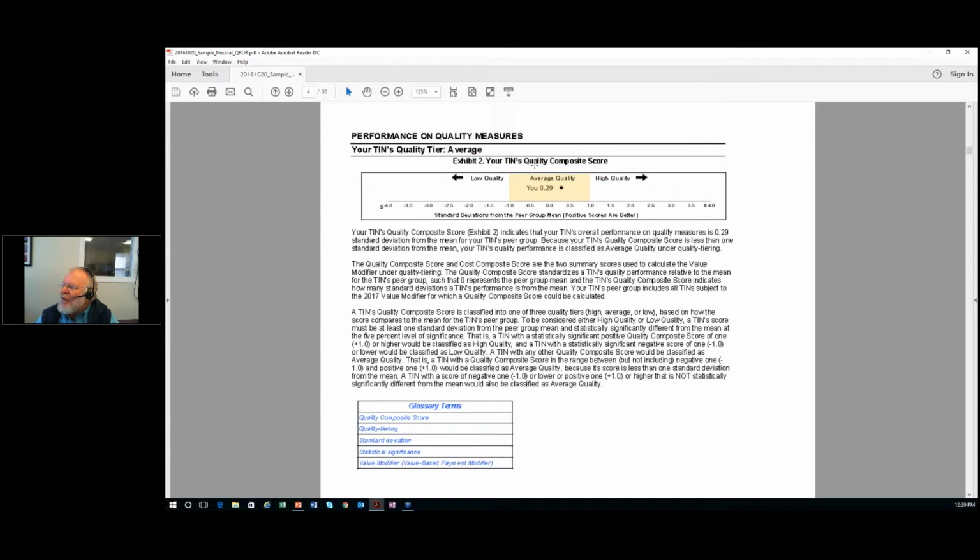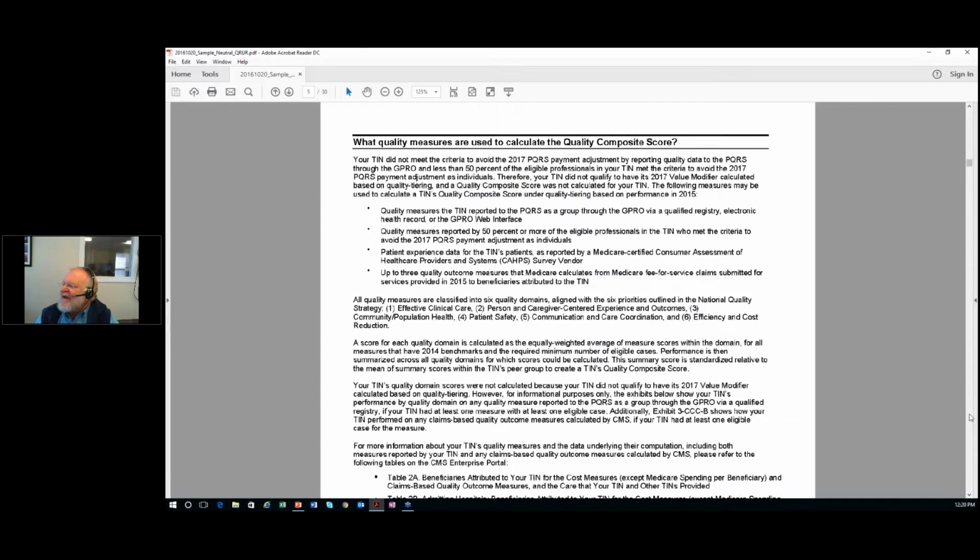And this yellow box here is the average range, which is the average plus or minus 1 standard deviation. You don't gain the positive incentive unless you're more than 1 standard deviation above average. You don't earn the negative adjustment unless you're more than a standard deviation below the average. So we're again in the safe range here, no gain, no loss.